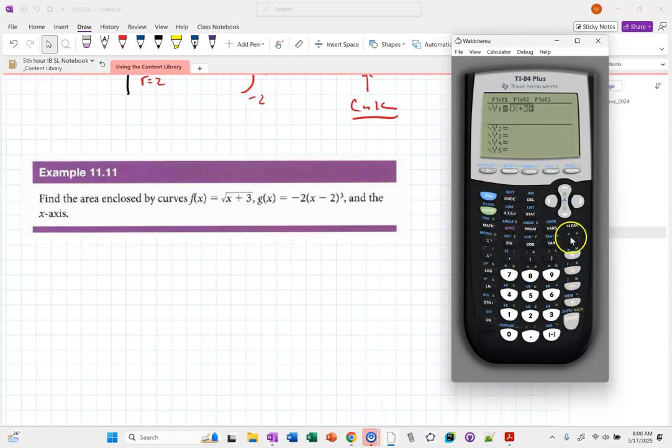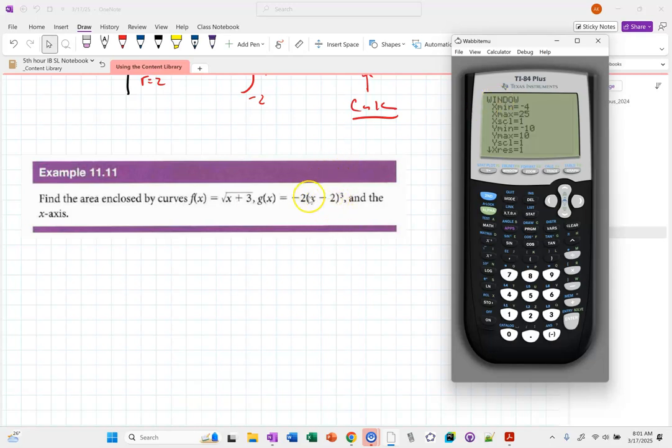So I'm just going to type in the two functions, and I'm going to set my window. This thing starts at negative 3, right? Because anything less than negative 3, I'll have a negative under the square root. So I'll start 1 unit before that just so I can see cleanly where it starts.